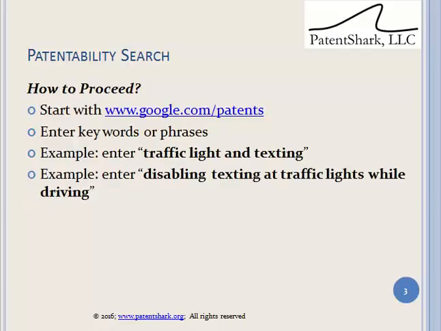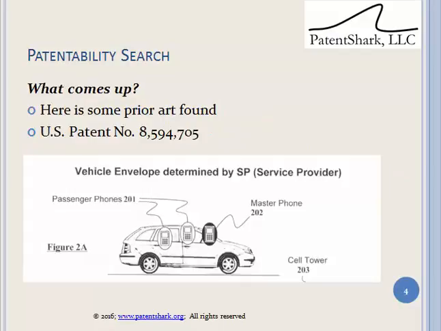So how do you proceed with this? In our opinion, you start off with google.com/patents. You enter some keywords or key phrases that you can come up with. For example, we entered traffic light and texting. Another one you could have entered is disabling texting at traffic lights while driving. Of course, any number of different combinations of keywords or phrases could be used to conduct this search. So what comes up when you enter those types of terms? Why don't we just look at a few patents that we found?